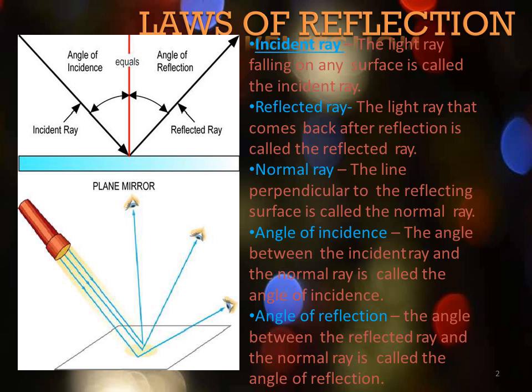So it can differ according to the surface where it falls. If it falls on a smooth surface, then the angles will be equal. But if it is a dull surface, a rough surface, then the angle of the incident ray and the angle of the reflected ray are not always the same.